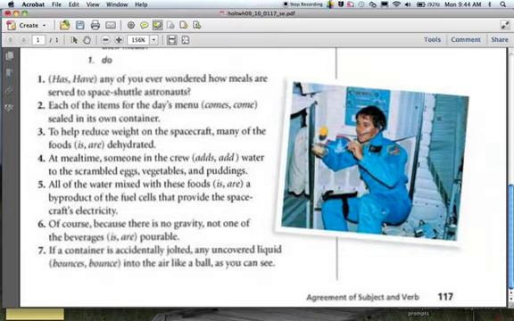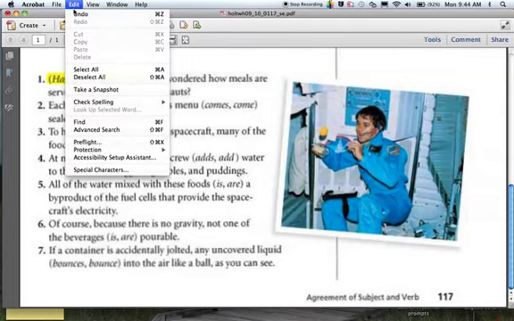Go ahead and pause. Come back, and I'll give you the answers. All right, number 1. Any is your pronoun in question. Any of you. Well, you is singular, so you and any make has. Has any of you ever wondered, or have any of you ever wondered? Well, what should it be? Should it be have?